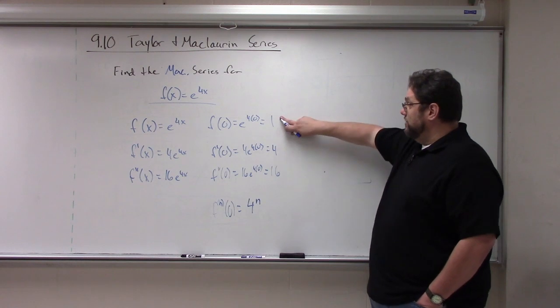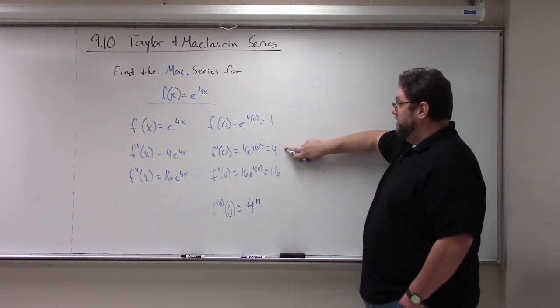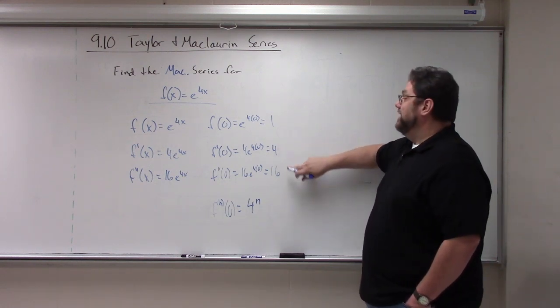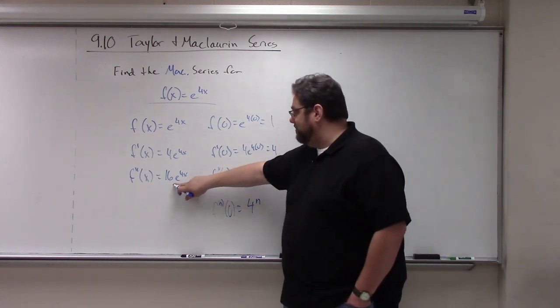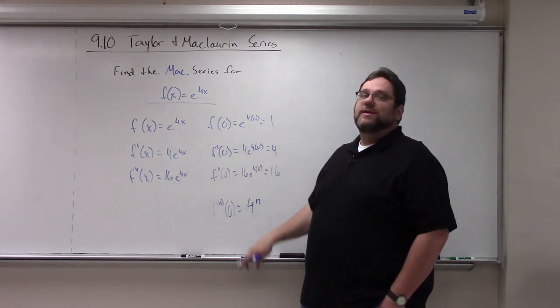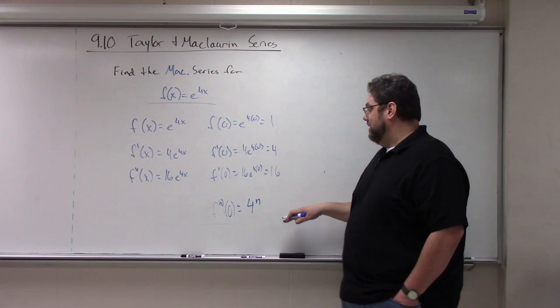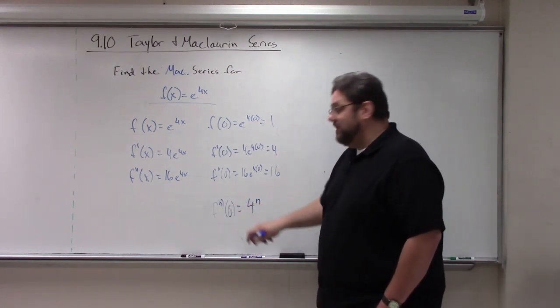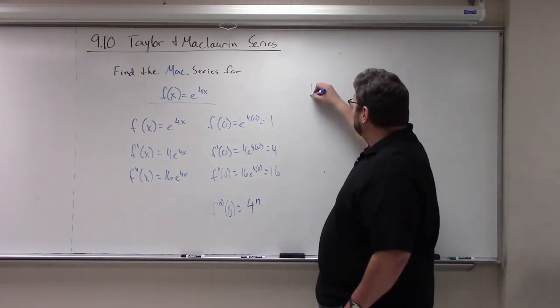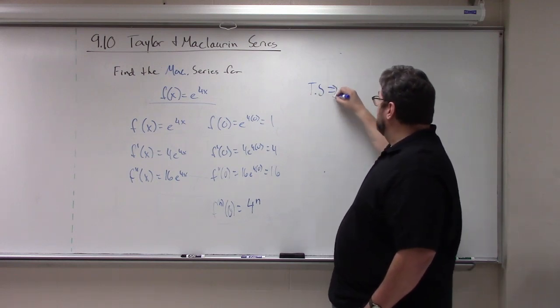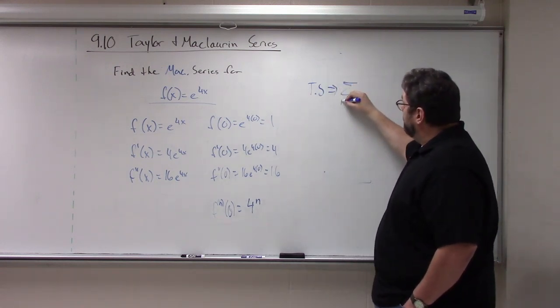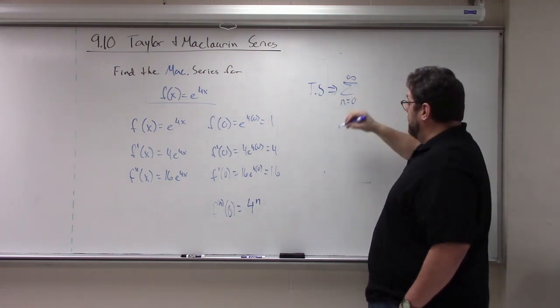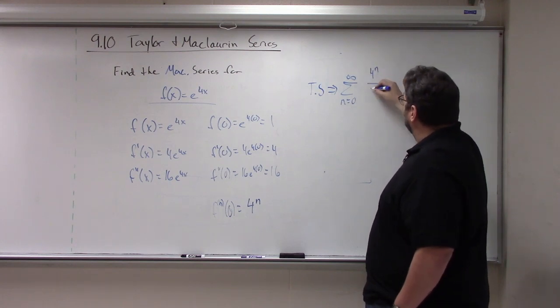All right, this is n equals 0, 4 to the 0 is 1. This is n equals 1, 4 to the first. If we did another derivative, what's going to happen? We're going to multiply by 4 again. So in general, this is 4 to the n, which means my Taylor series is going to be given by the sum from n equals 0 to infinity of 4 to the n over n factorial x to the n.